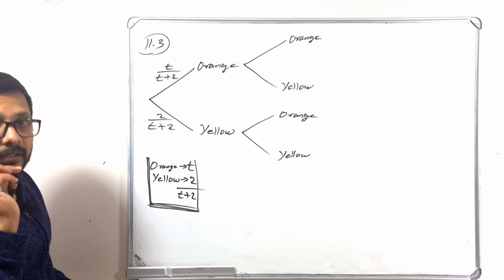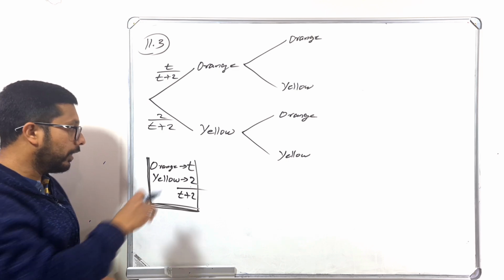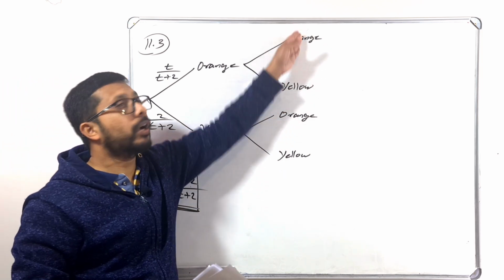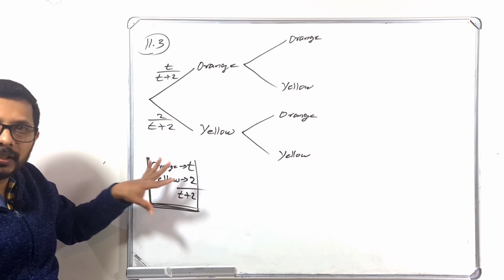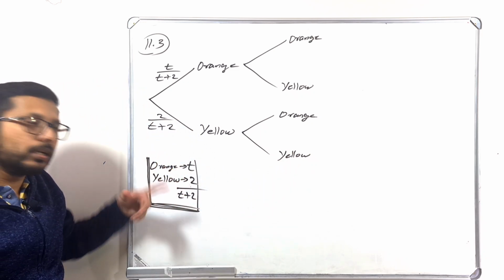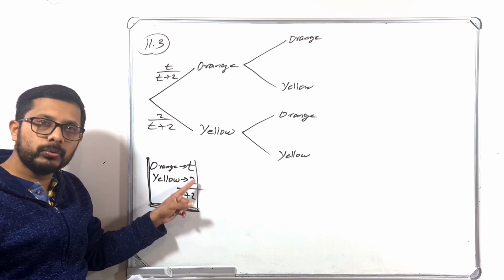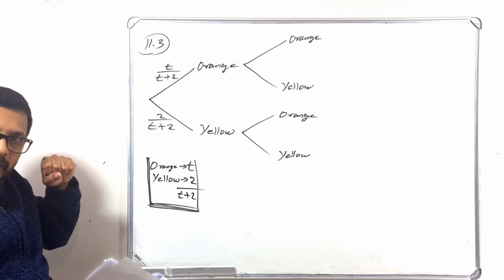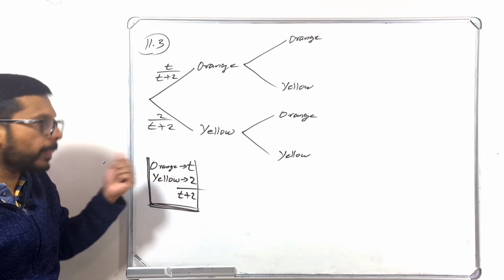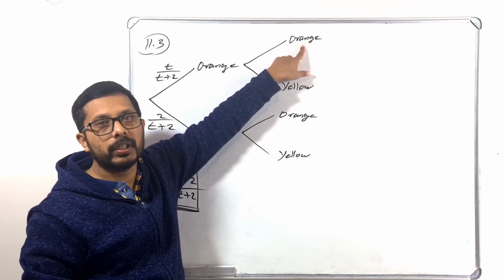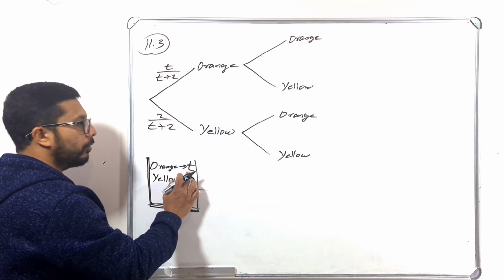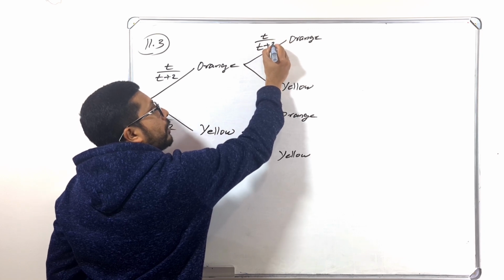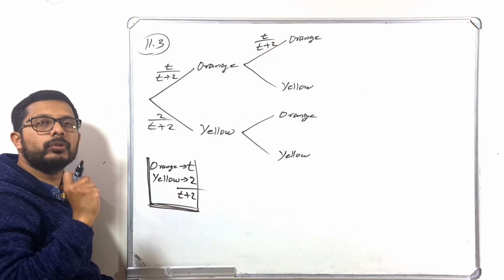Now here don't forget that after the first one, put it back. So for this one, there is no change in the number of balls. Still orange ball T, yellow ball 2, and the total T plus 2. Because the one that we took first, we put it back. So here to get an orange ball, how many orange balls are there? T. Total how many? T plus 2, because the ball that we took, we put it back.